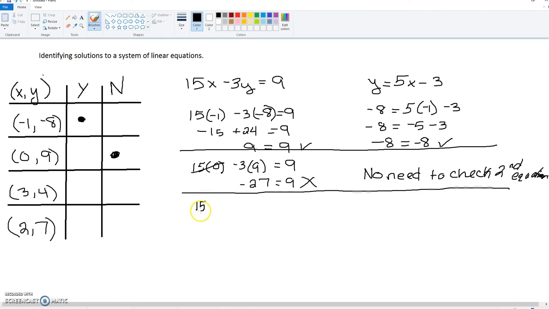We've got 15 times 3 minus 3 times 4 equals 9. 15 times 3 is 45 minus 12. Well, 45 minus 12 gets us 33, and that definitely does not equal 9. So again, there's no need to check the second one. We're just going to go ahead and put our dot here.